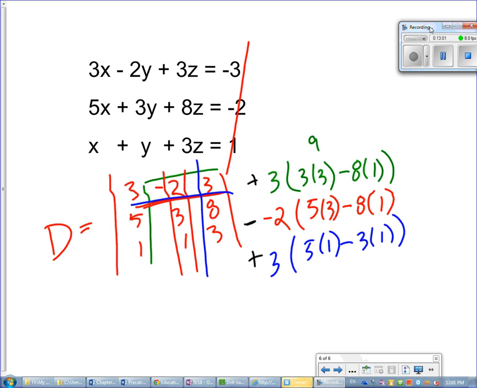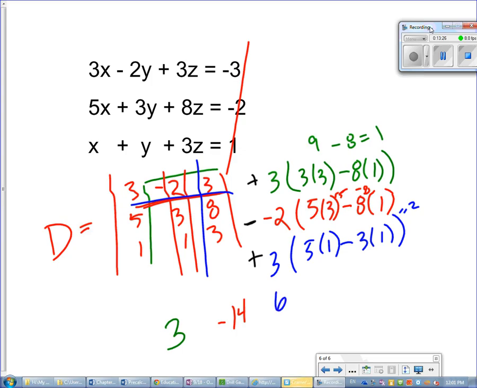So go through and simplify all your values very carefully. This is 9 minus 8, which is 1. 1 times 3 is 3. And then in the red, I have 15 minus 8, which is 7, times -2 is -14. And then in blue, I have 5 minus 3, which is 2, times 3 is 6.